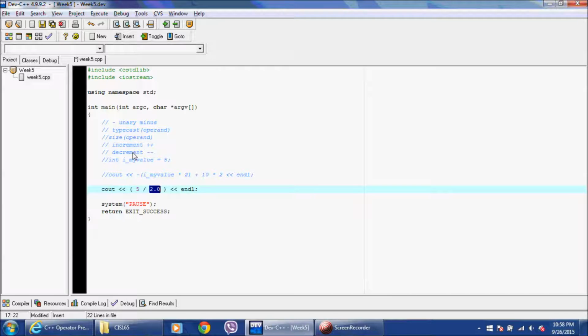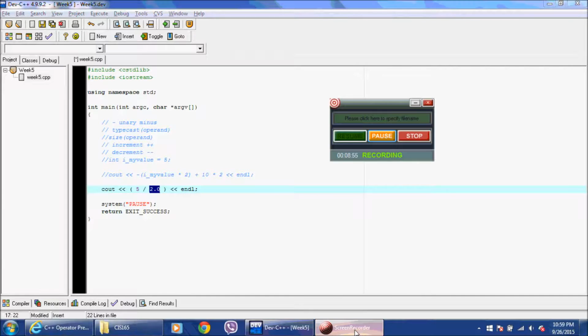Okay, now how does it decide this? It decides this by using something called an integral promotion. Again, it decides what it's going to cast it to by using an integral promotion. Okay, let's pause for a second so you can look that up and digest what I'm trying to say.